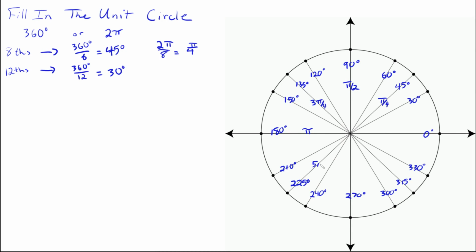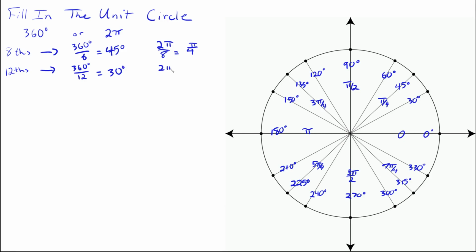5 pi over 4. 6 pi over 4. Well, that's 3 pi over 2, because it's an even number on top and bottom. And then 7 pi over 4. And back to 2 pi. Oh, I might as well write that, but I'll write it as 0 because it's easier.